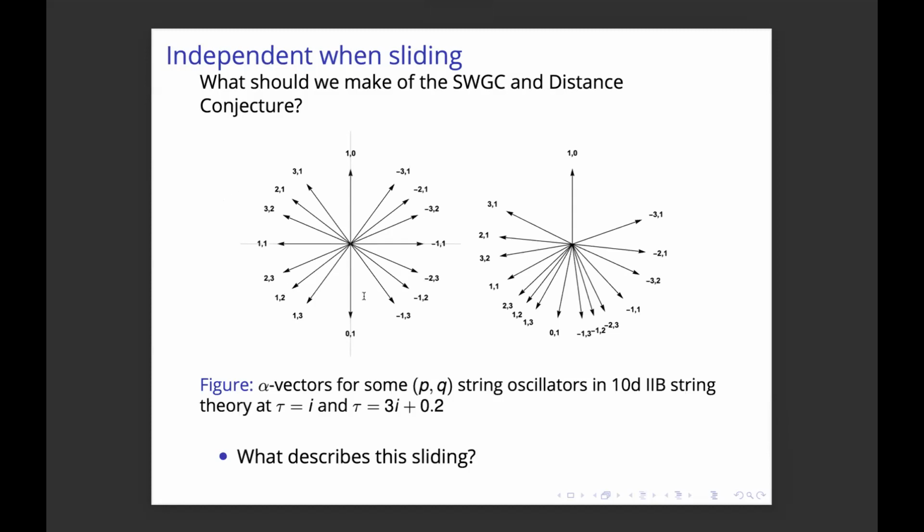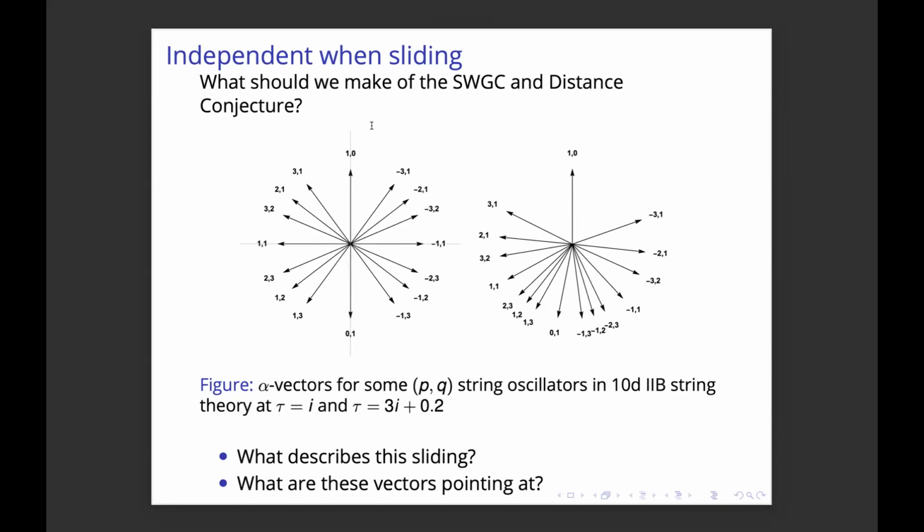So for instance, here are collections of scalar charge to mass ratio vectors for PQ strings in 10D type IIB string theory. These are various PQ string oscillator alpha vectors at different points in the moduli space. Notice that they've arranged themselves differently at different points. So these scalar charge to mass ratio vectors slide around in the tangent space as you move around. What describes this sliding? What are these scalar charge to mass ratio vectors pointing at? Spoiler alert, these scalar charge to mass ratio vectors are actually pointing along geodesics that go to infinite distance limits.